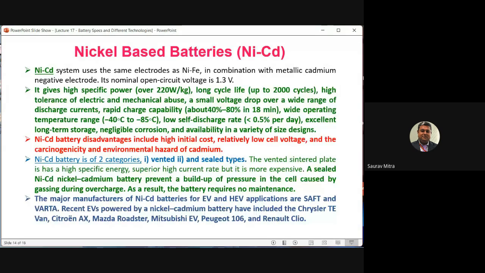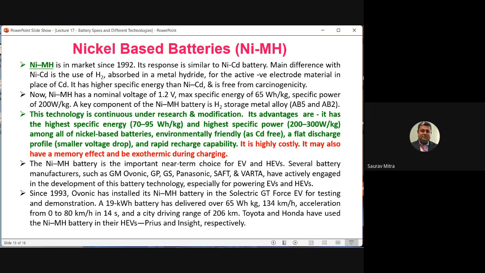Nickel based batteries, NiMH, okay, it came in the market in 1992, and you are finding its specific power is 200 to 300 watt per kg, specific energy 70 to 95 watt hour per kg, and all those things. Okay, so these are the three nickel based batteries. This one will be important.